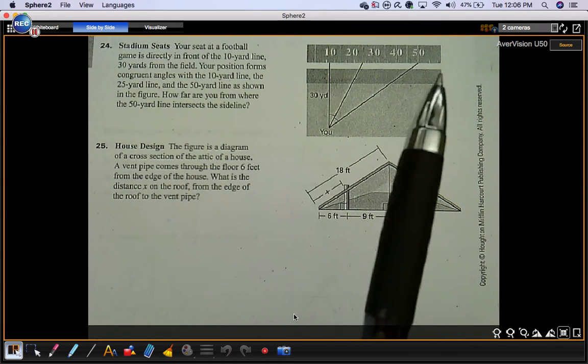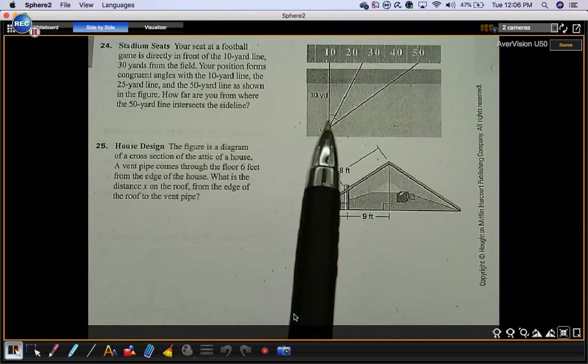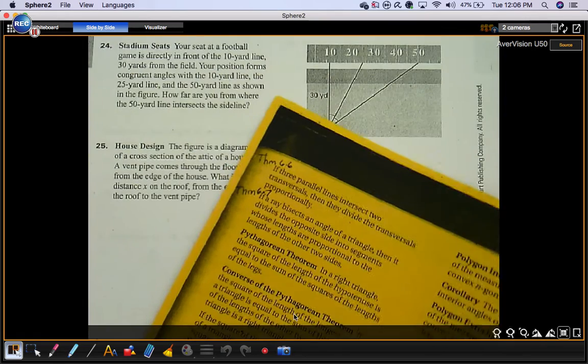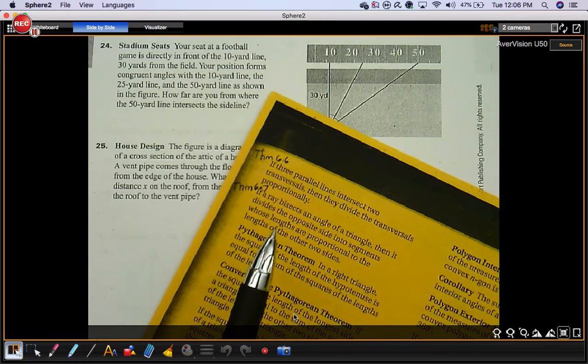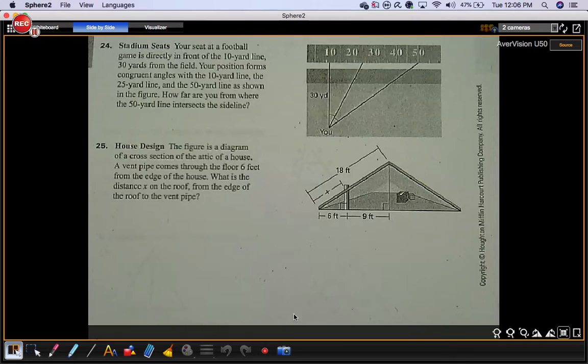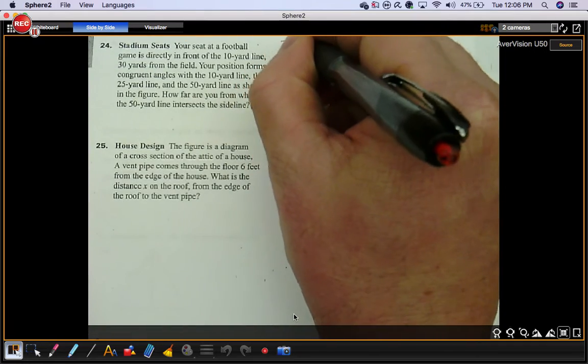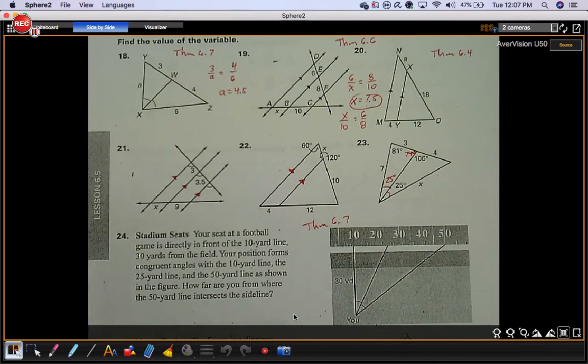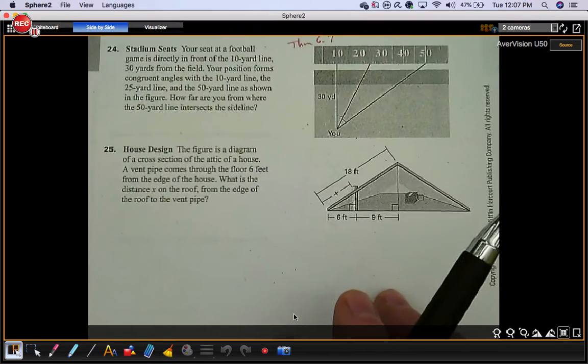So you have this triangle that has two triangles inside of it, this ray splitting this one angle into two congruent pieces. That's theorem 6.7. So I'll write that on here. If you're not sure how to solve this, go back up to your other examples where you use theorem 6.7. It's the same diagram, just different numbers.